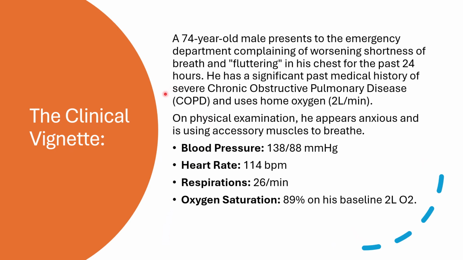Alright, let's look at the vignette. A 74-year-old male patient presents to the emergency department complaining of worsening shortness of breath and fluttering in his chest for the past 24 hours. He has a significant past medical history of severe COPD and uses home oxygen at 2 liters per minute. On physical examination, he appears anxious and is using accessory muscles to breathe. His blood pressure is 138/88, heart rate 114, respiratory rate 26 per minute, and saturating 97% on 2 liters.